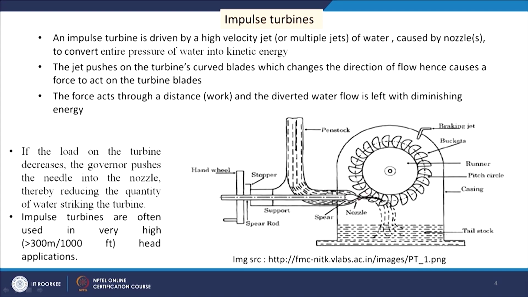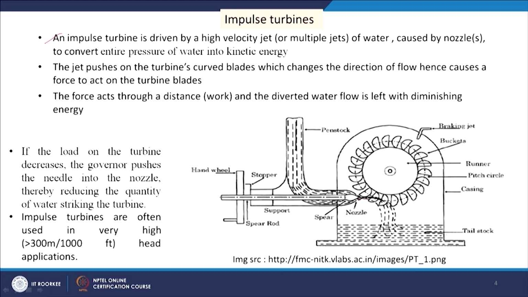The main feature of an impulse turbine is that it is driven by a high velocity jet or multiple jets of water caused by nozzles. This nozzle is creating jets to convert the entire pressure of water into kinetic energy. This is the main feature of this impulse turbine. The jet pushes on the turbine's curved blades. So, these are the curved blades.